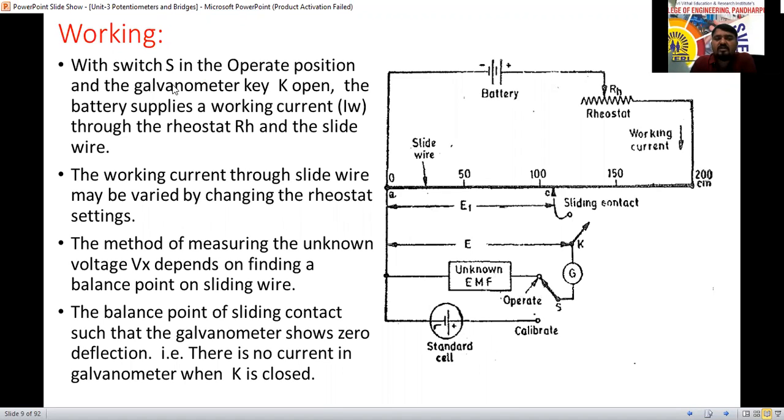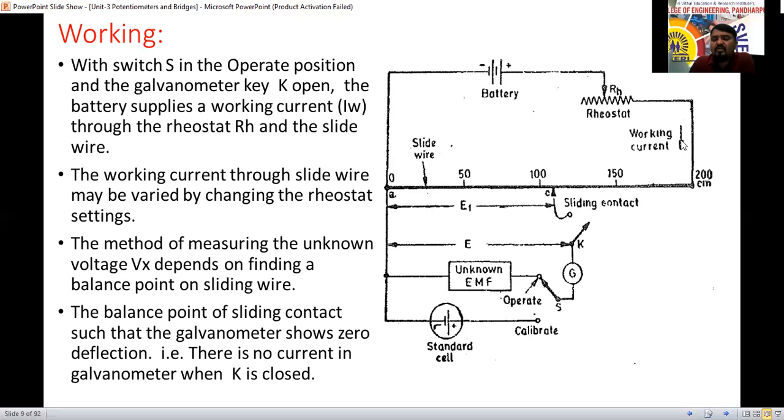With switch S in the operate position, the galvanometer key K is open and the battery supplies a working current. This working current depends on this variable resistance. By changing it, the working current changes. The battery supplies a working current through a rheostat and the slide wire, and the working current through the slide wire may be varied by changing the rheostat setting.